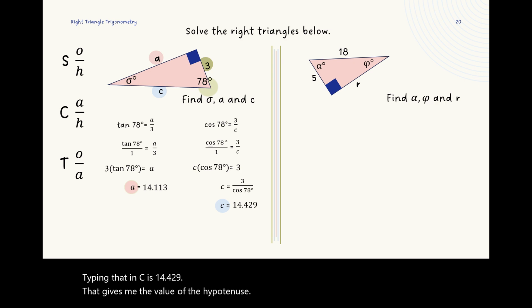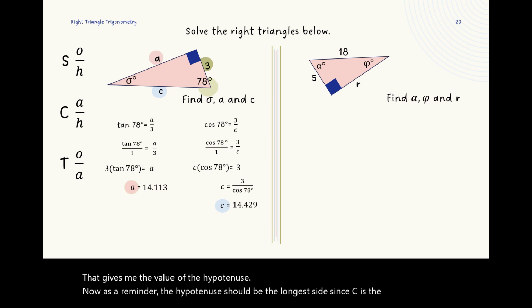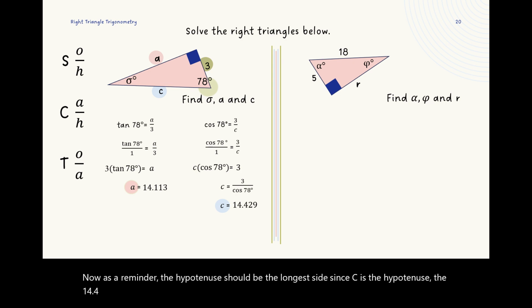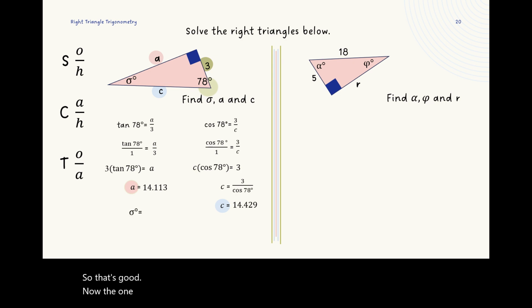Now, as a reminder, the hypotenuse should be the longest side. Since C is the hypotenuse, the 14.429 is longer than both the 3 and the 14.113. So that's good. Now, the one thing I do have to find here is the angle value.